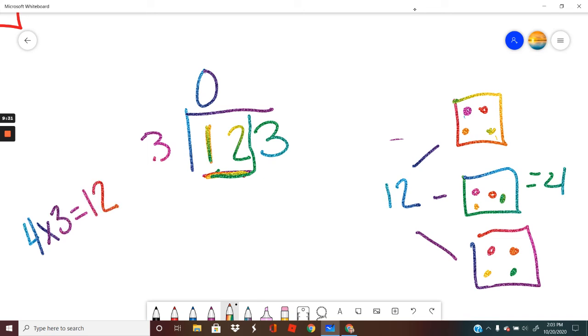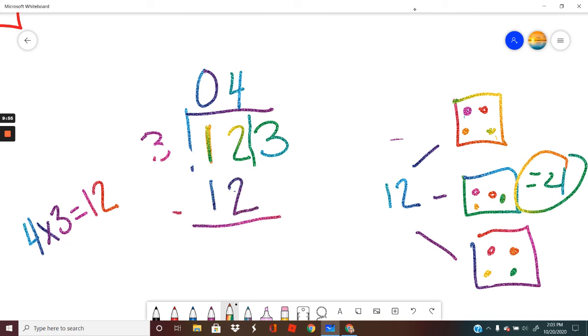So my answer over here, 4 in each box, that's what goes up here. And we said 4 times 3 is 12, right? 4 times 3 is 12. So I'm going to bring it right here as soon as I find my eraser. I'm going to bring that answer right here. 4 times 3 is 12. I'm going to subtract. And I have 0. Oh, my goodness. Okay. 12 subtract 0.